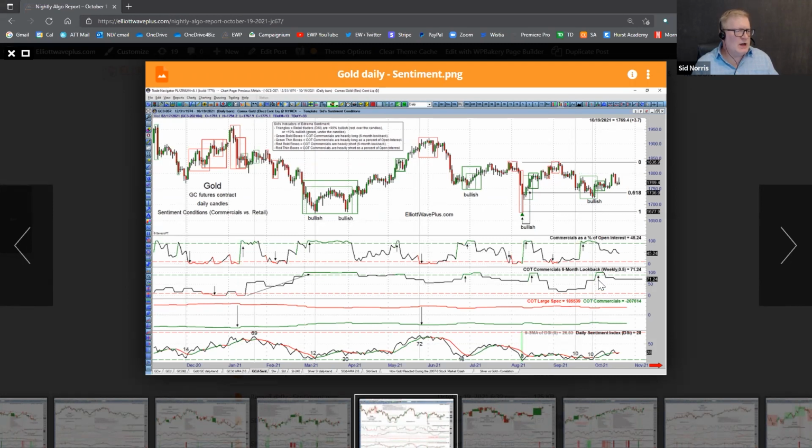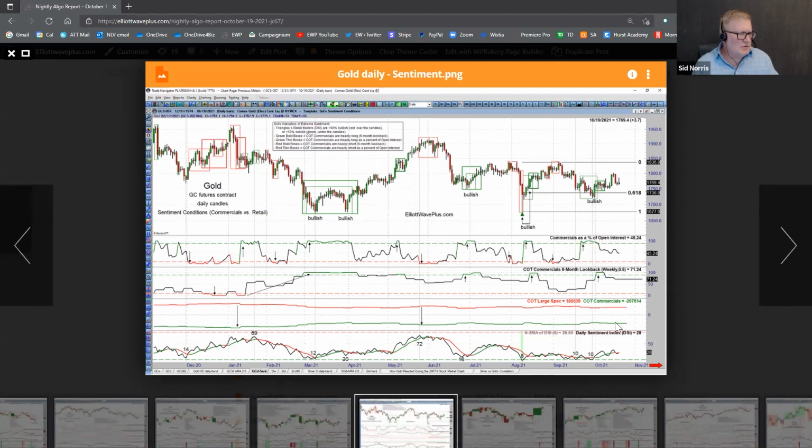Most of the time, commercials are sellers, because their business model is they dig gold out of the ground and they sell it. So usually they're sellers. You can see the difference between the large specs. They're trend followers with large accounts, so large they have to report their positions.